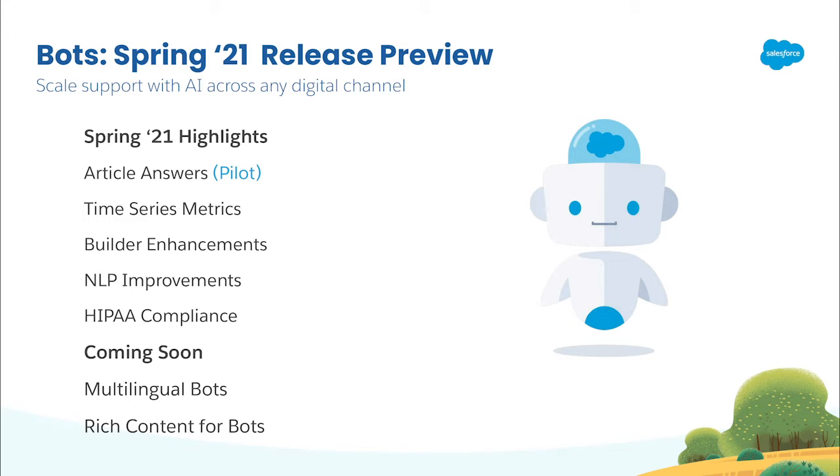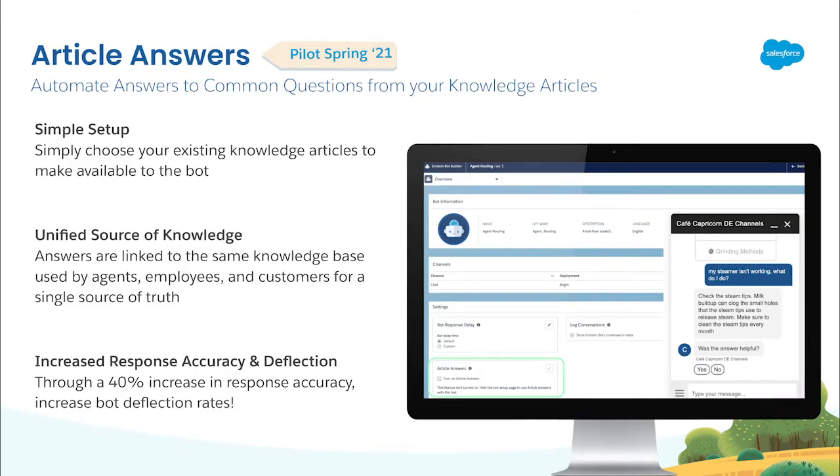We're also simplifying the bot building process through new UI enhancements and NLP improvements in the bot builder. And finally, we're excited to announce that Einstein Bots now supports compliance with the Health Insurance Portability and Accountability Act, also known as HIPAA, in the web chat and in-app channels. Before I move on to the details of these features, here's a quick sneak peek on what's coming in our next release. We've got multilingual bots and rich content support in bots.